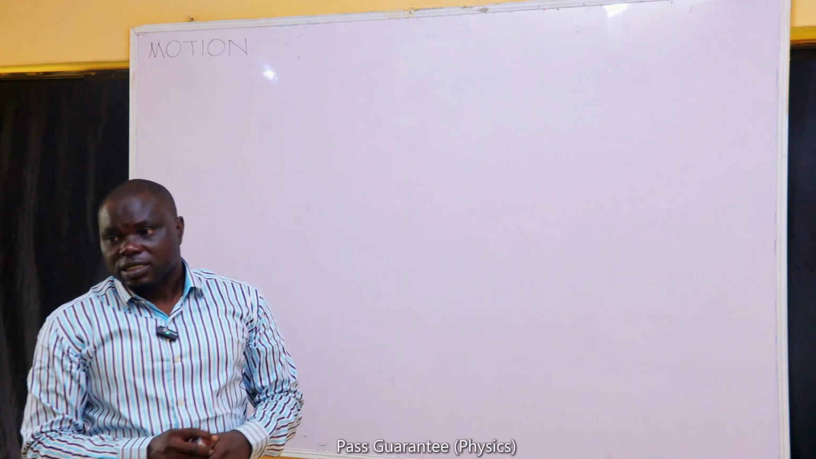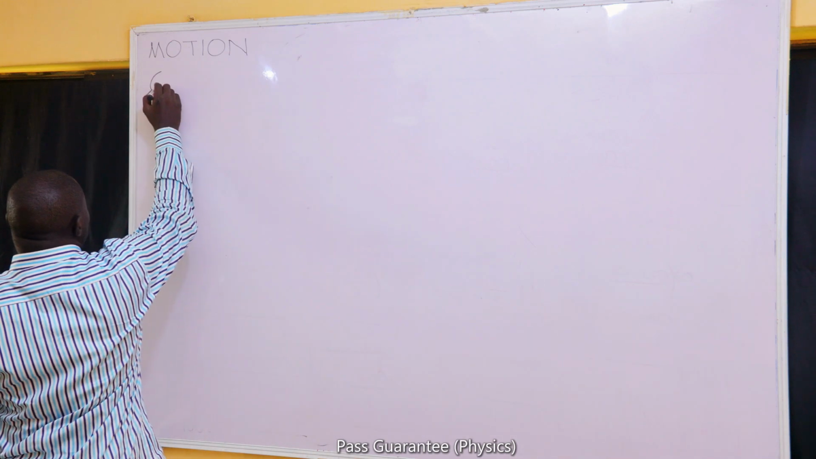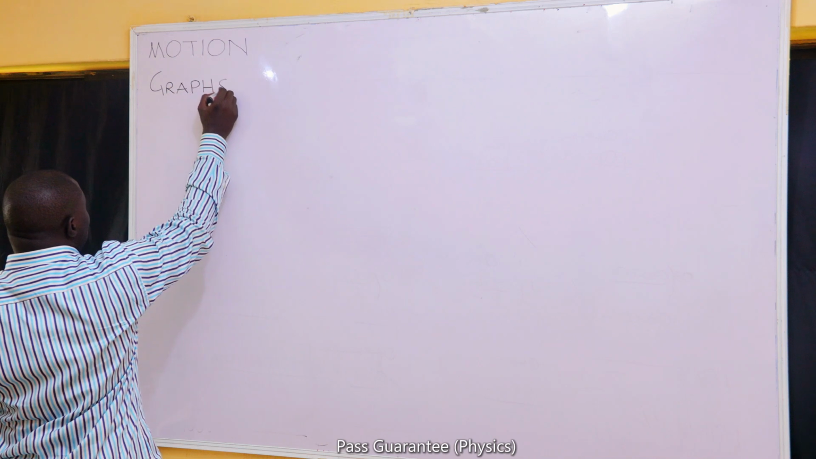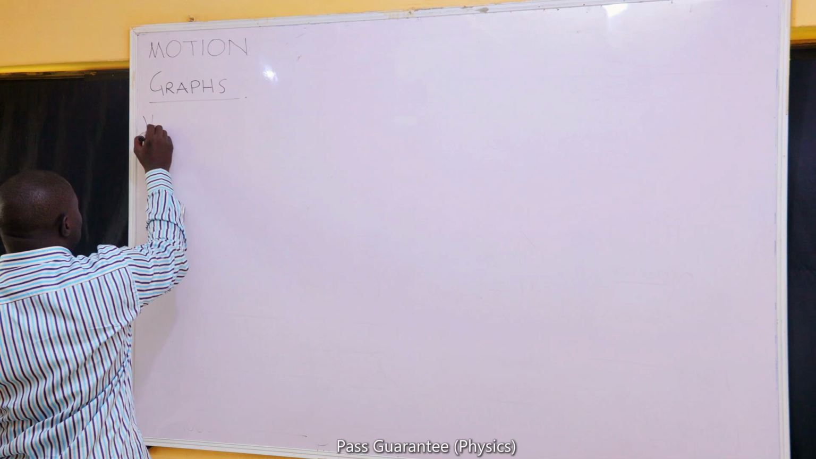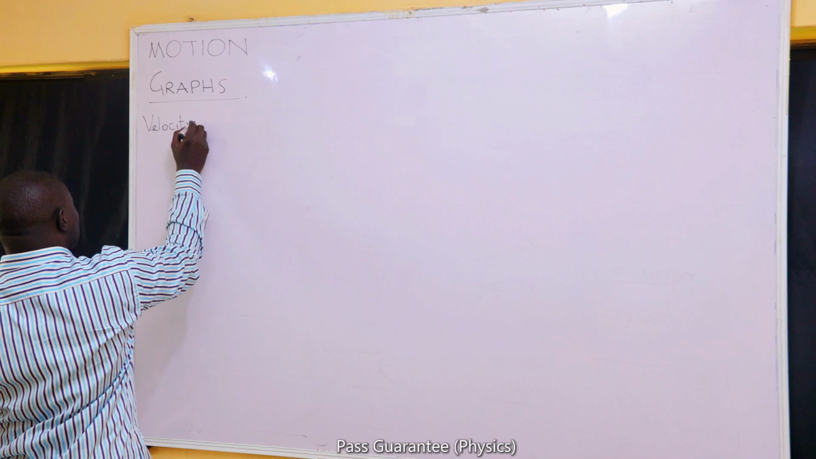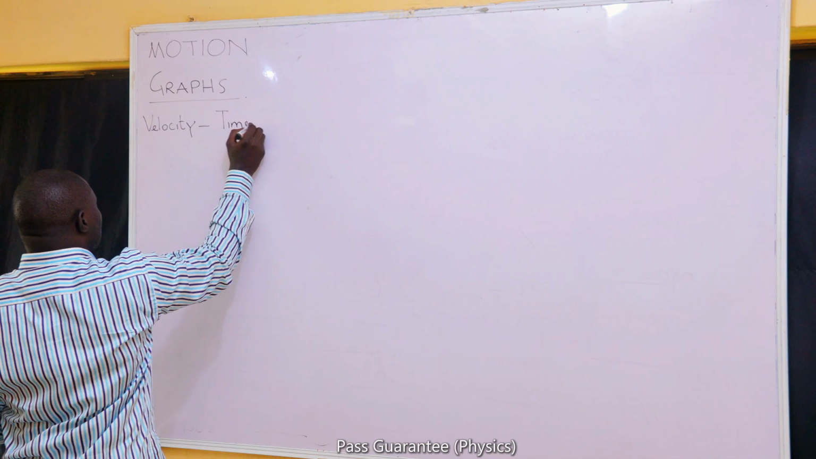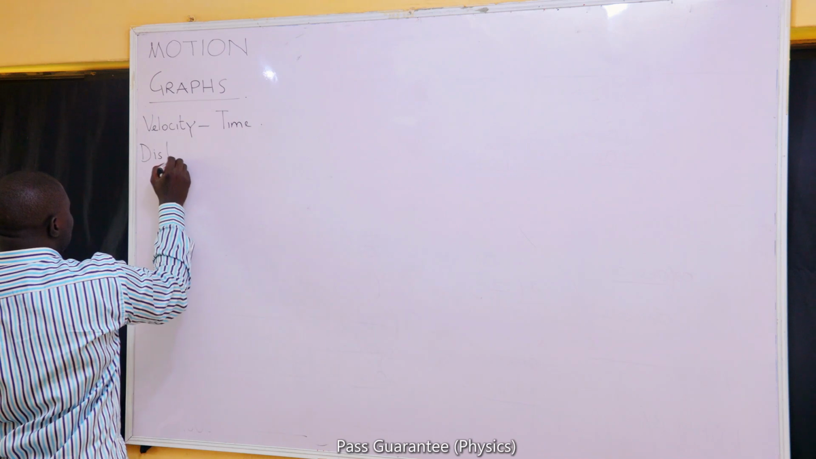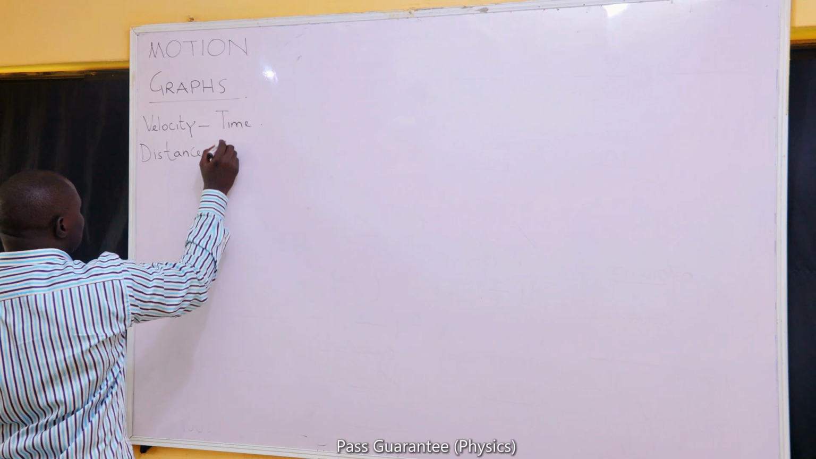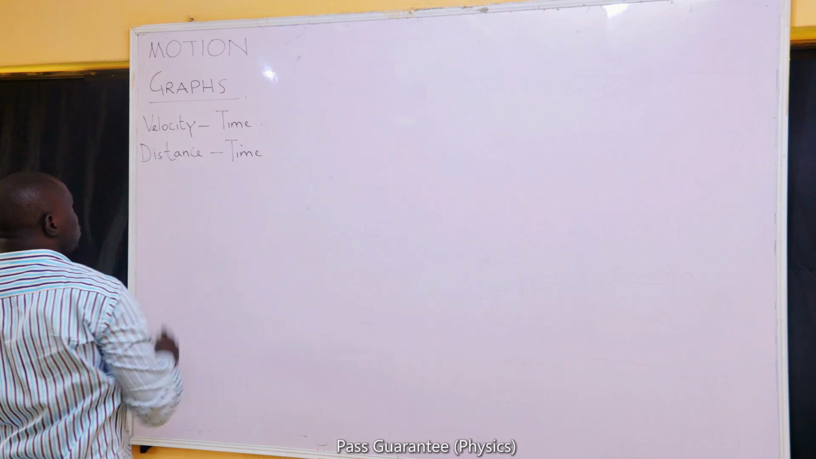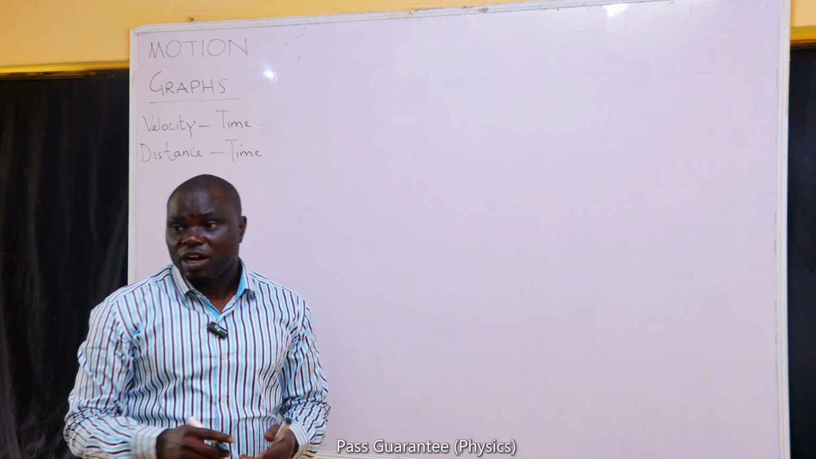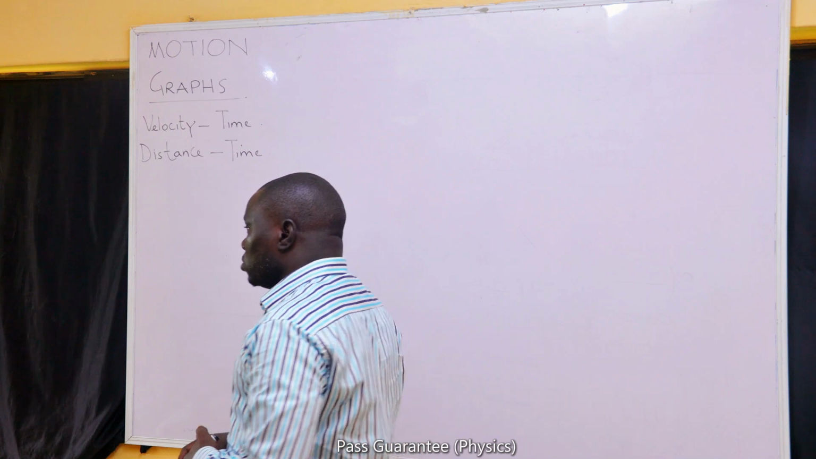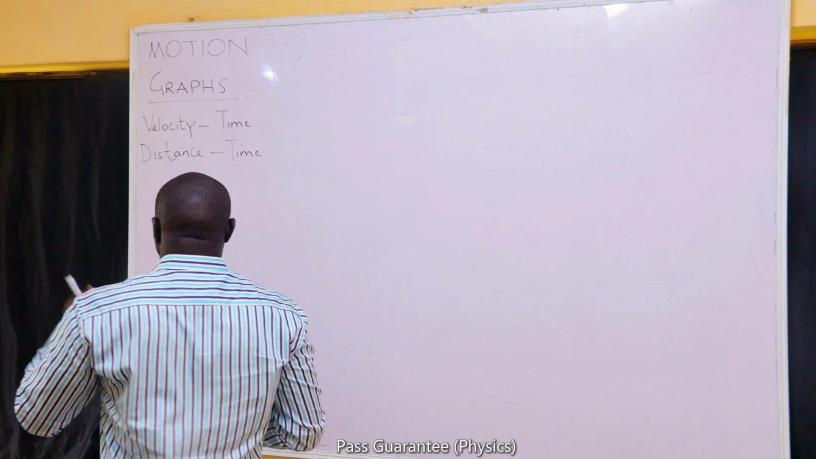There are 2 different graphs that can be used to express the motion of an object. We can use the velocity time graph. We can also use the distance or the displacement time graph to represent the motion of an object. You can use either of the two to represent the motion of an object, depending on how the object moves.